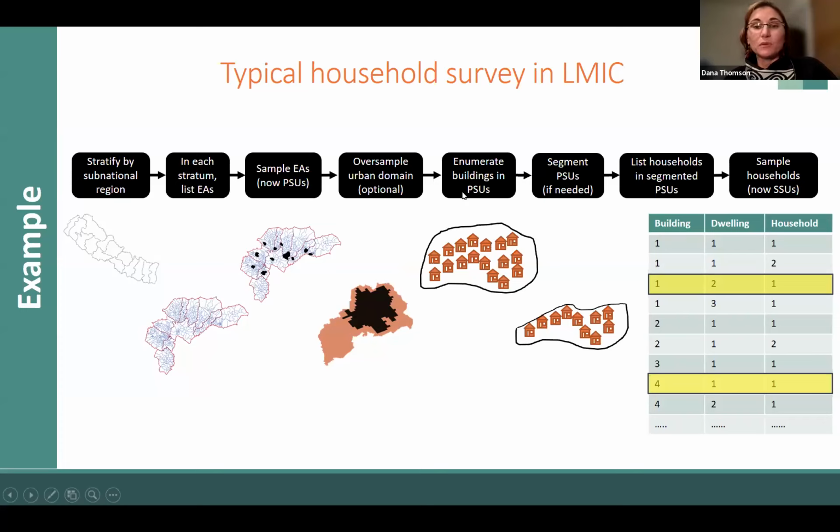Then we're going to start field work. We're going to go out. We're going to usually hand draw all the buildings in our primary sampling unit and any of the major roads and landmarks. We might need to segment if there was a lot of population growth since our last census and there's more people than we expected. And then we're going to do field work a second time, going out another time and listing households. We might have to, in those segmented PSUs, and then we're going to sample households and then do our survey.